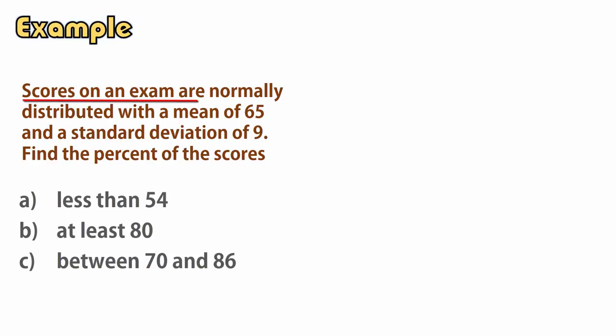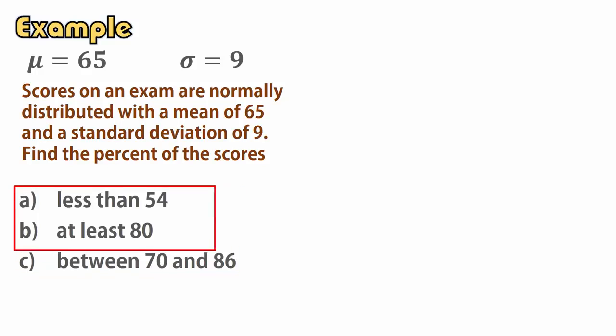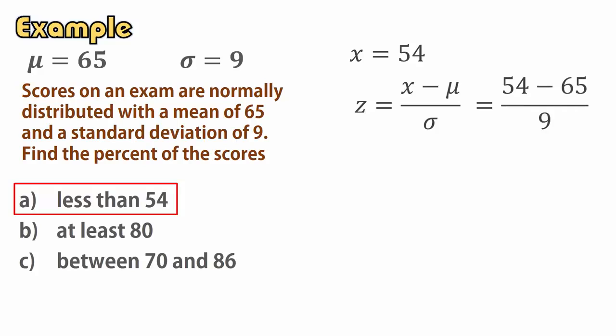Scores on an exam are normally distributed with a mean of 65 and a standard deviation of 9. We want to find the percent of scores satisfying A, B, and C here. In A, we want the probability that x is less than 54. So for x equals 54, the corresponding z-score is 54 minus 65 divided by 9, and that gives negative 1.2222 repeating. Since the z-table is set up to handle only 2 decimal places, we round this to negative 1.22.